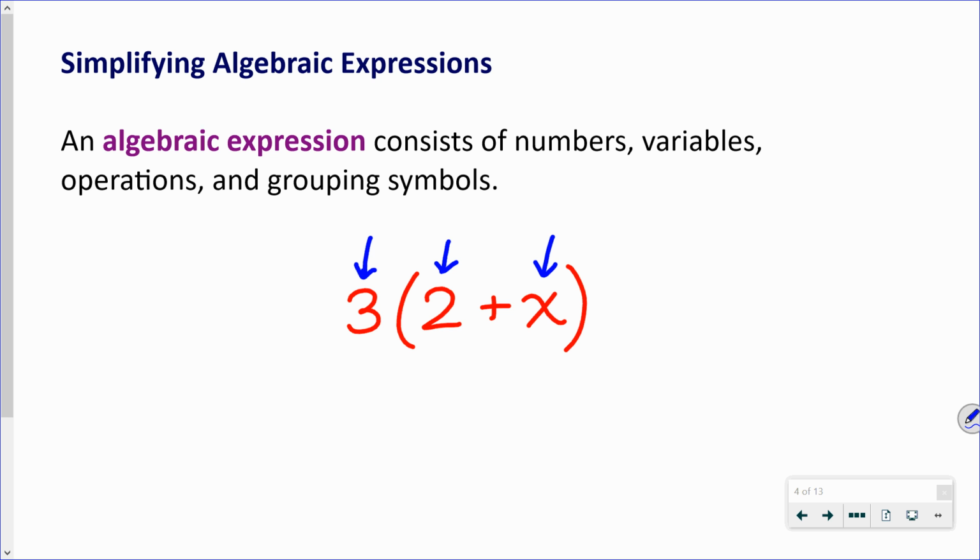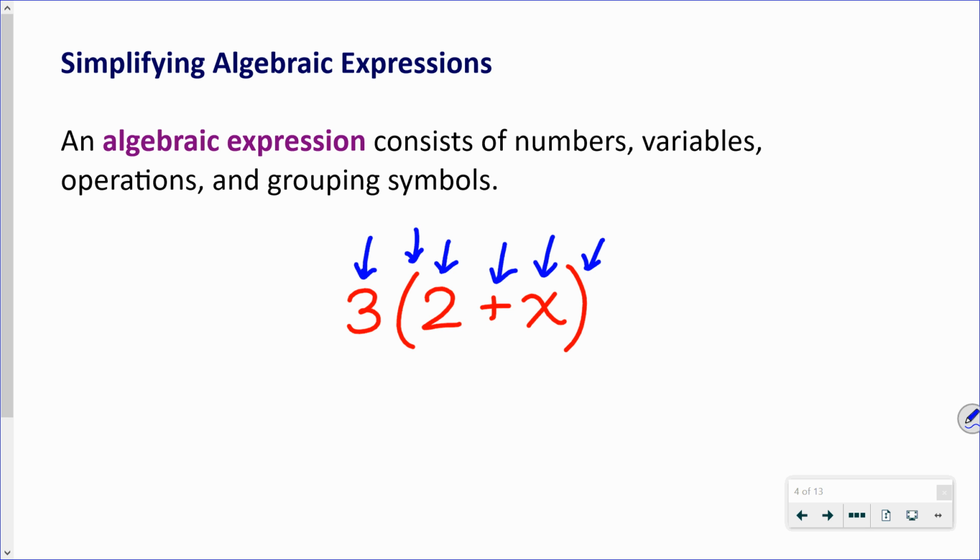It could be anything. We've got operations. So an operation is something like plus or minus or multiplication. And then grouping symbols. So these parentheses are grouping symbols, because it's grouping together the 2 plus x. So this is an example of an expression.